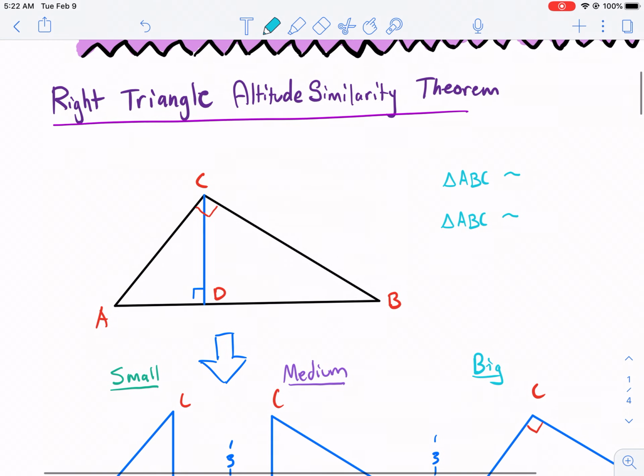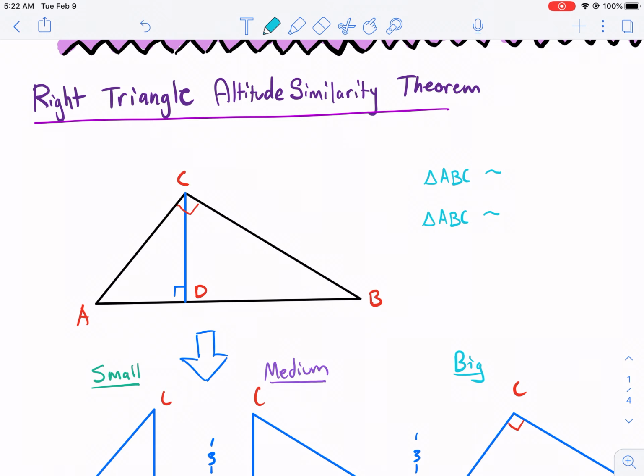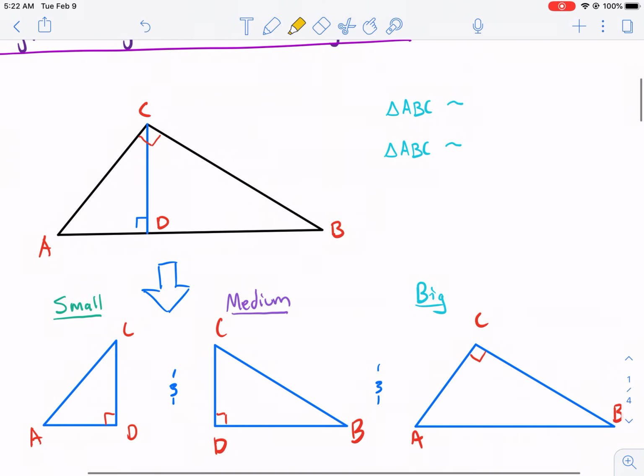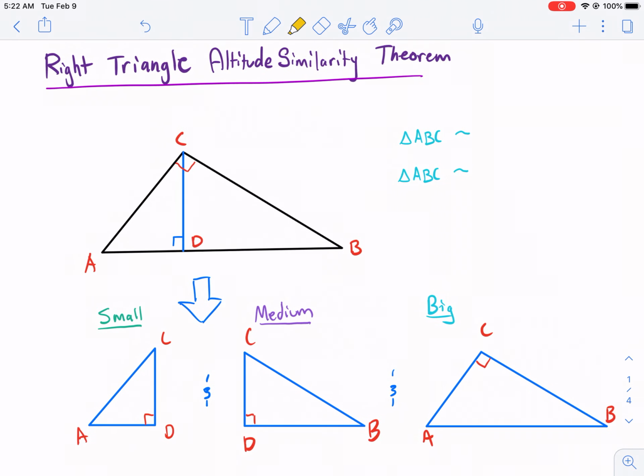Here we have the right triangle altitude similarity theorem. There's a little bit of background information to get through. This is definitely going to be a multiple part series, so make sure you check out all the videos. Fast forward when you need to, but I'm going to do my best to break it down into the most understandable process.